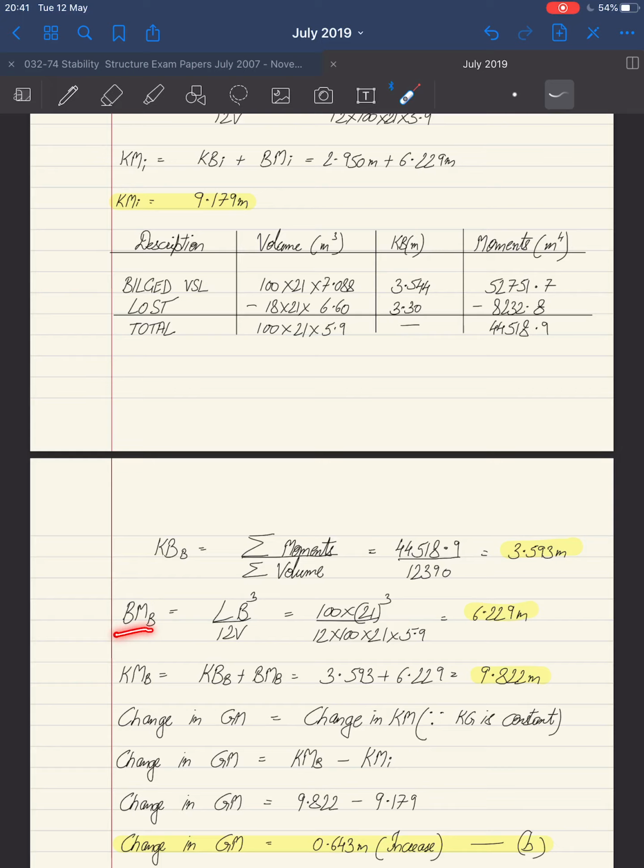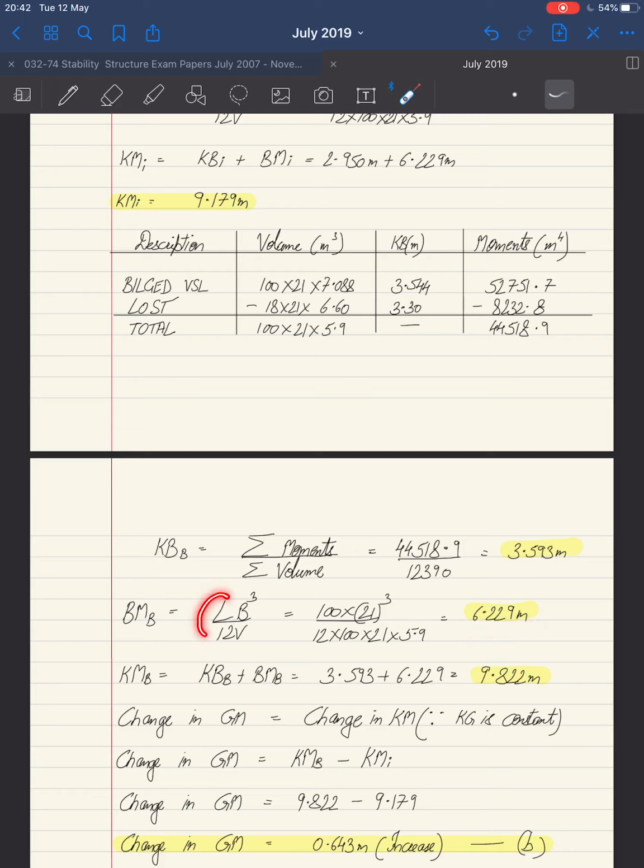Now BM bilged is equal to the bilge length times the breadth cube divided by 12V. Now since the final water line was above the watertight flat and the bilge length remained intact, it is 100 meters times 21 cube divided by 12V. So this is 12 times length, which is 100 meters, times breadth, which is 21 meters, times draft, which is 5.9 meters. Which has given us a value of 6.229 meters.